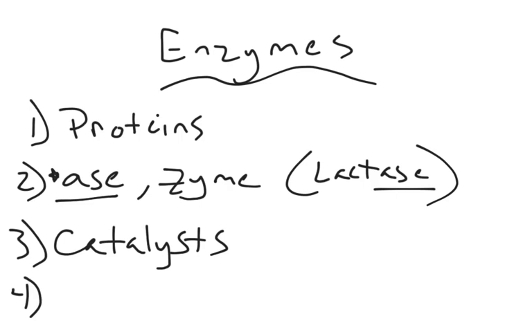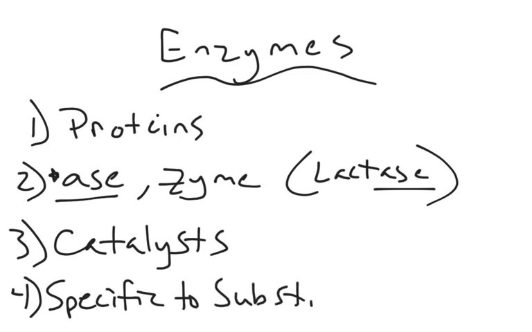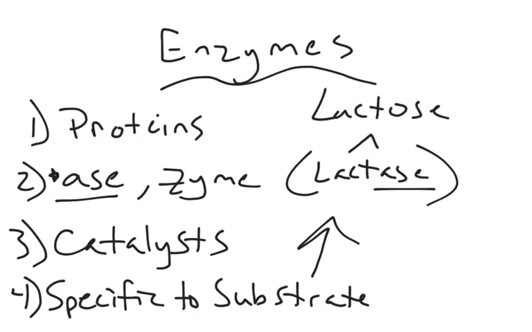Now, enzymes are also specific to a certain substrate. What does that mean? For example, if we look back up here, we have an enzyme called lactase. Lactase is an enzyme that works only on the sugar lactose. So the -ase refers to enzyme, and LACT refers to the sugar lactose. So it's an enzyme that breaks down lactose sugar. If you're lactose intolerant, you lack or have an insufficient supply of the enzyme lactase.